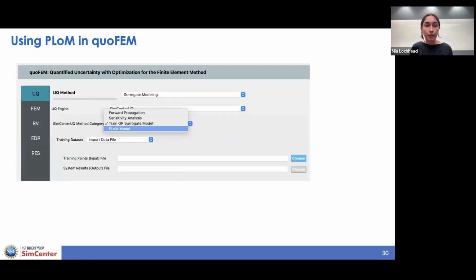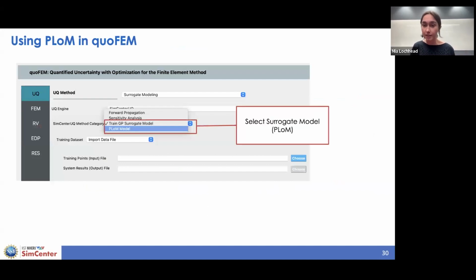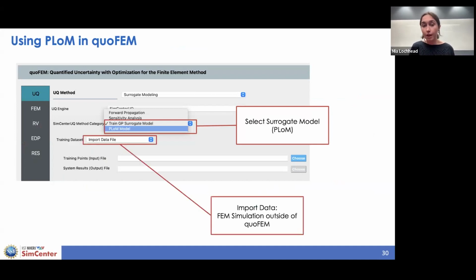And so here we're looking at the quoFEM user interface. And so if you select surrogate modeling, you can see that there are these two options here for Gaussian process modeling and PLoM, which I will focus on today. And so once you select a surrogate model, you can import data. So this is the case where we've run our finite element simulation outside of quoFEM. And so in the case of the bridges, we were running OpenSees outside of quoFEM, and then this allows us to import our data file into quoFEM for use. There are other ways to go about this, but we found this was best suited for our use case.